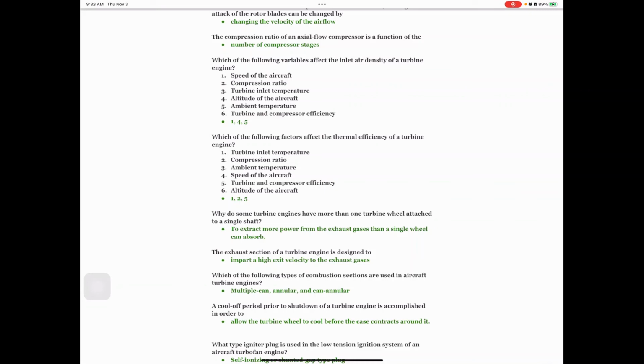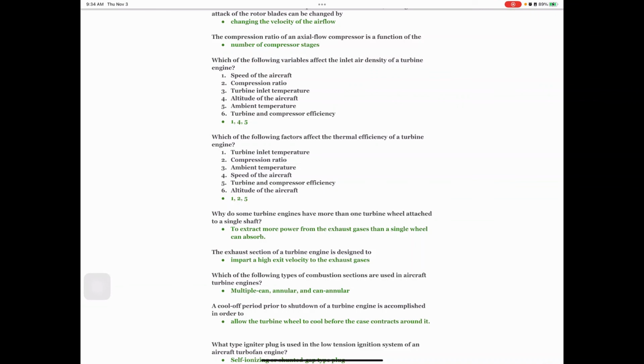1, 4, 5. Which of the following factors affect the thermal efficiency of a turbine engine? Turbine inlet temperature, compression ratio, ambient temperature, speed of the aircraft, turbine and compressor efficiency, altitude of the aircraft. 1, 2, 5. Why do some turbine engines have more than one turbine wheel attached to a single shaft? To extract more power from the exhaust gases than a single wheel can absorb.